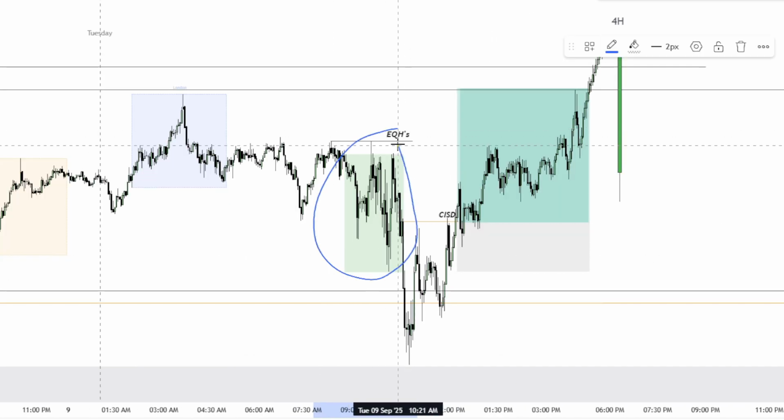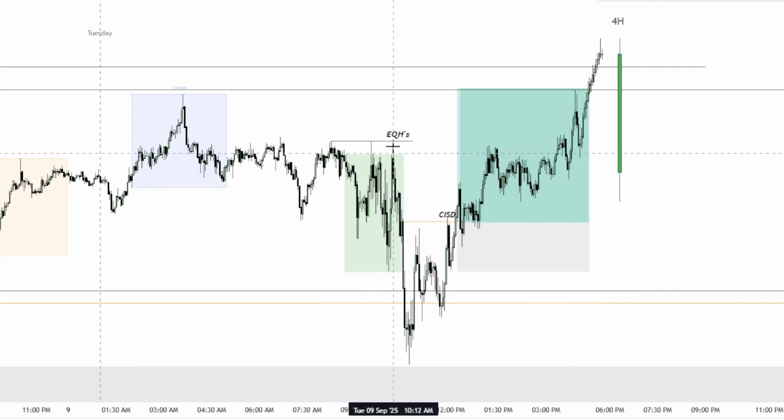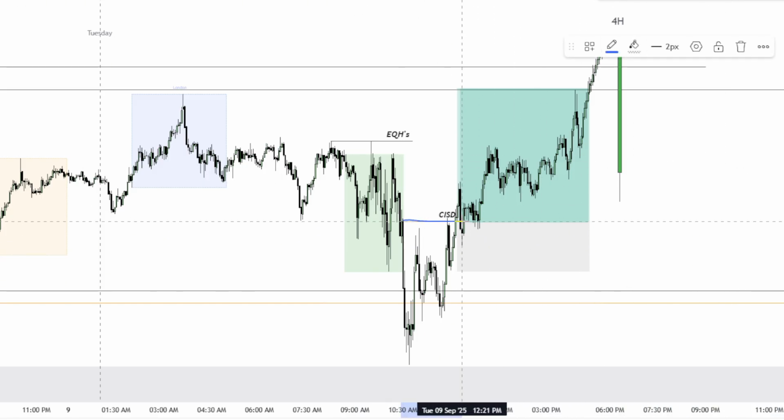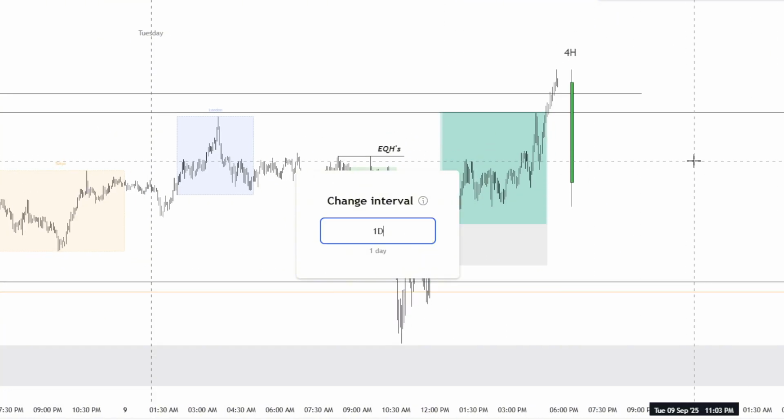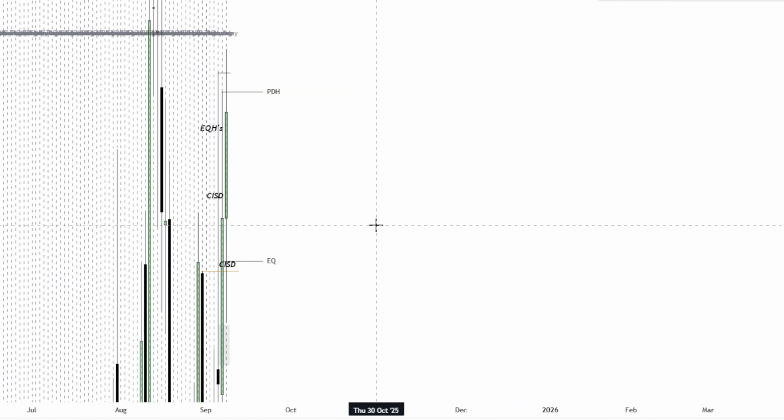And as you can see, everything aligned properly. This manipulation was valid, this accumulation was valid, and we get a beautiful change in the standard delivery, which price never came down below, and we hit previous day high, aligning ourselves with that daily bias. So we can go down to the higher time frame and see this as well.